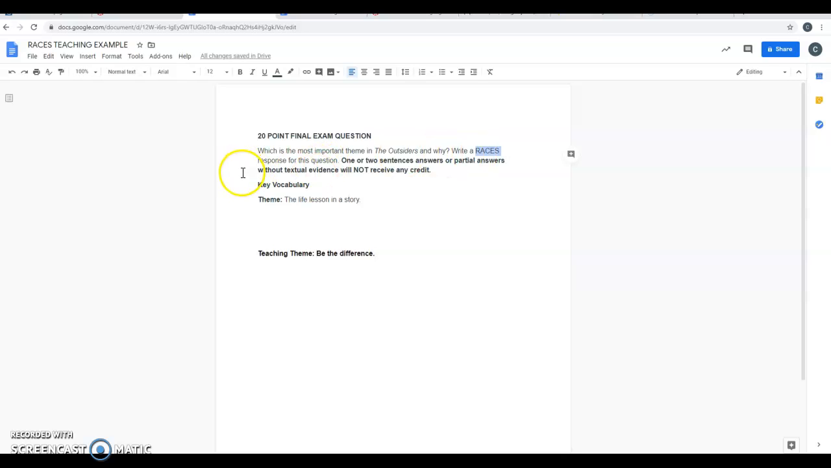All right, so theme is our key vocabulary word. And remember, theme means the life lesson in a story. So if we go back to this question, we're basically saying which is the most important life lesson in The Outsiders. When you get your final exam, you're going to see about 6 themes that you get to choose from. Yes, they're all pre-selected. Yes, you need to choose one of them from the pre-selected list, and you need to support it well with examples from the book.